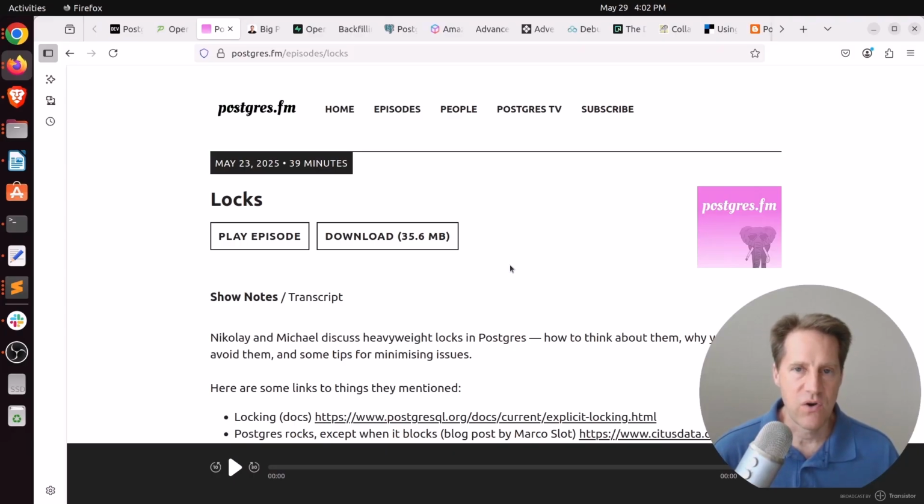Finally, they did go over deadlocks, and how to resolve those is basically make sure you're processing data in order, because deadlocks are a result of order inconsistency with processing something. And they also talked about advisory locks, which you definitely want to use sparingly.